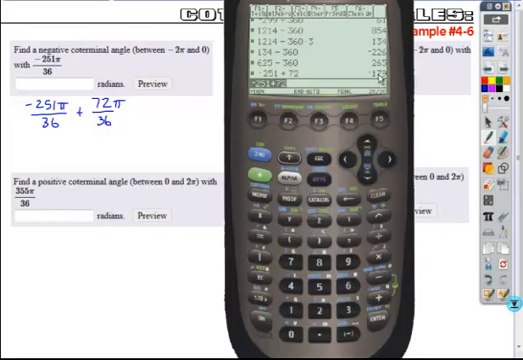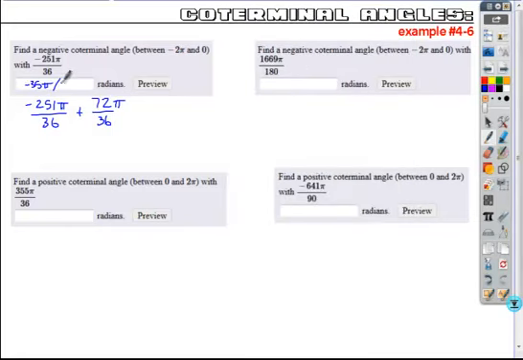So this is still not negative 72. Again, all I'm looking at here are my coefficients, or my multipliers in front of pi. So I'm going to add another 72. It's still not there, so I add another 72. And now I have a number that is between what I was expecting, right? Negative 2 pi is negative 72 pi. It's right here. So I have my answer, negative 35 pi over 36. And that would be my solution.